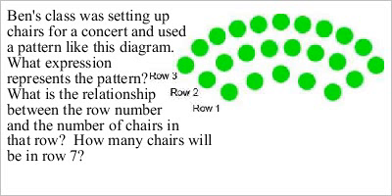So probably the easiest way to determine this is to set up a chart with the information. I know that row 1 has 5 chairs, row 2 has 8, and row 3 has 11. So I'm just going to set up that information in a chart to make it easier to work with. And that is something that you should always think about when you're doing these kinds of questions.